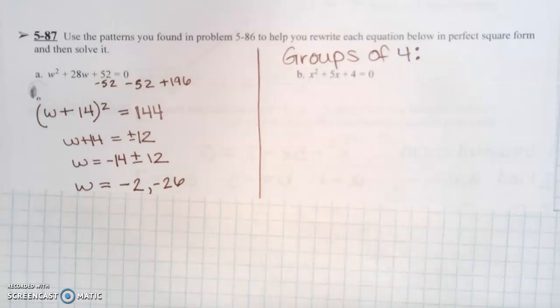Then you have to take your calculator, because probably most of you don't have 14 times 14 memorized. Anybody have 14 times 14 memorized? You do? Okay. It's 196, right? Okay. So we're going to take the negative 52 plus 196, and you get 144. That sets up your perfect square equation, okay?